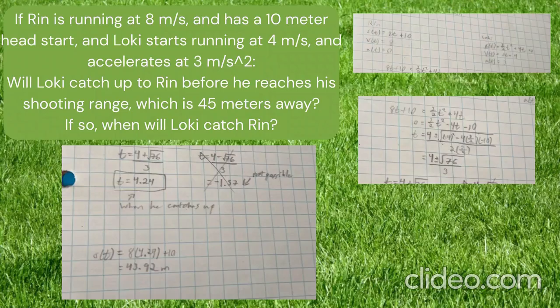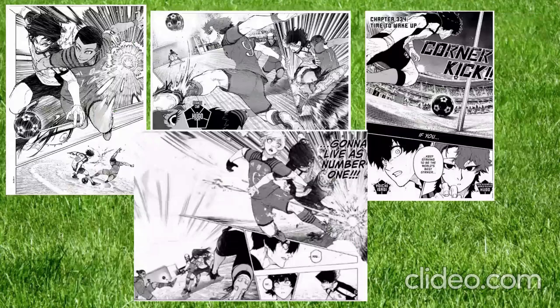So, we have 4.24 as our time, right? We're going to plug 4.24 back into our 8 meters per second number and then add 10. This is our position number that we got from Rin. So, at 43.92 meters, Loki will catch back up with Rin and stop him from taking a shot, stopping another goal from Japan. Let's continue with the story.